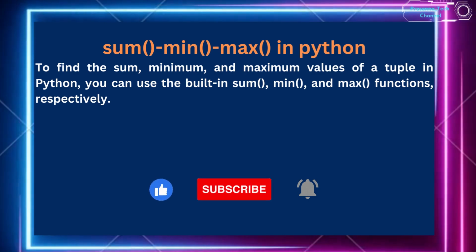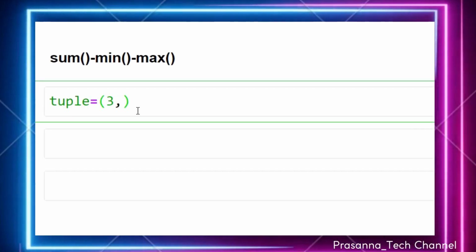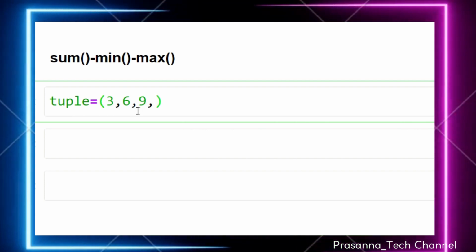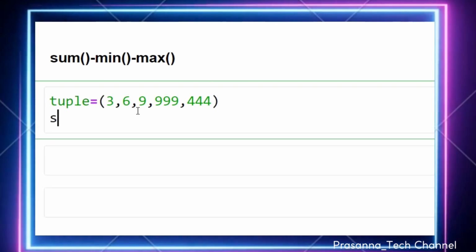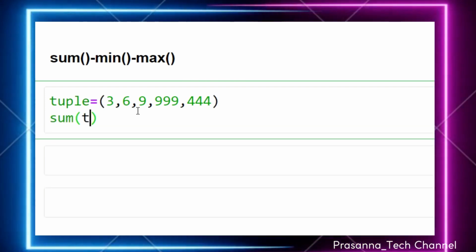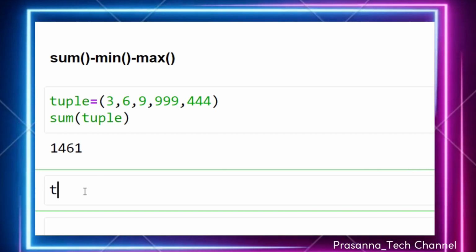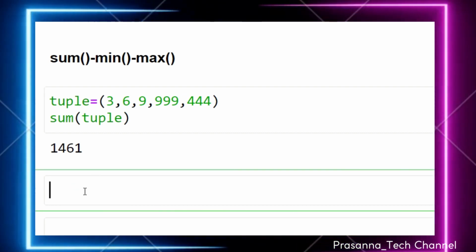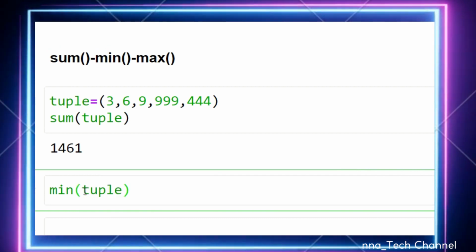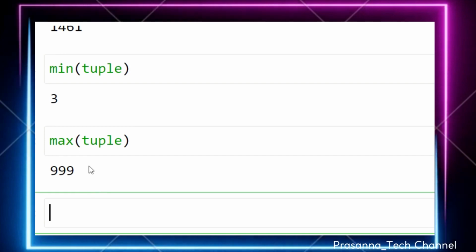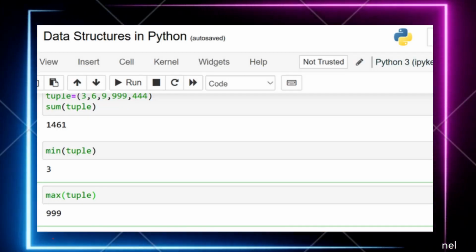I'm creating a variable tuple equals 3, 6, 9, 999, 444. Sum tuple. It is going to add everything and the result is 1461. Now to find the min tuple, the minimum is 3 here. To find the max tuple, the result is 999.